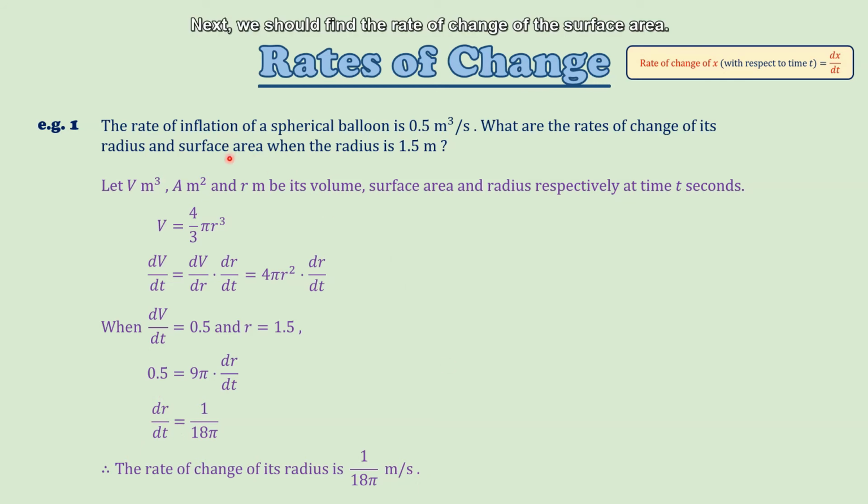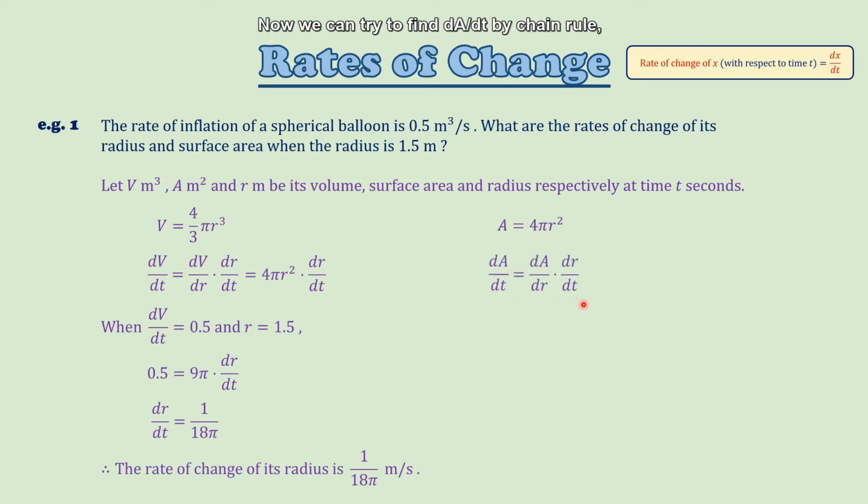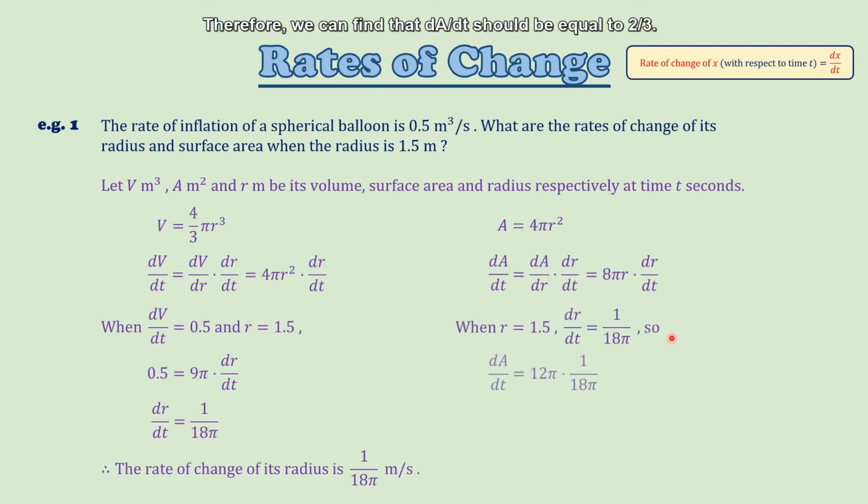Next, we should find the rate of change of the surface area. That means we should find dA/dt. And we know that there is a formula telling us that A is equal to 4 pi r squared. Now we can try to find dA/dt by chain rule, and it is equal to 8 pi r times dr/dt. We already know that r is equal to 1.5 and dr/dt is equal to 1 over 18 pi. Therefore, we can find that dA/dt should be equal to 2 over 3.